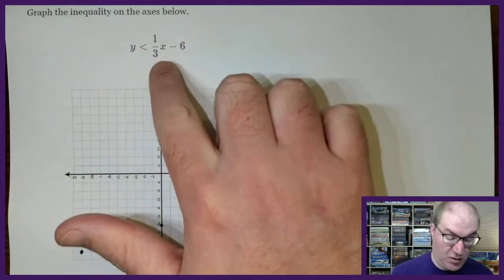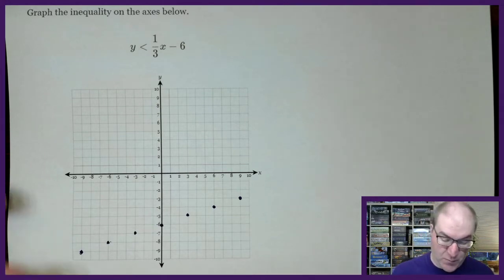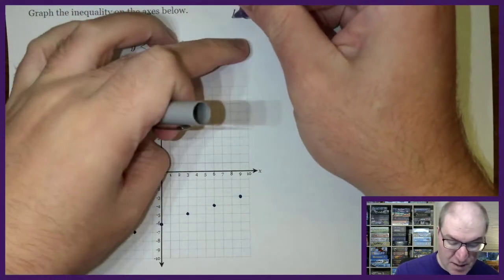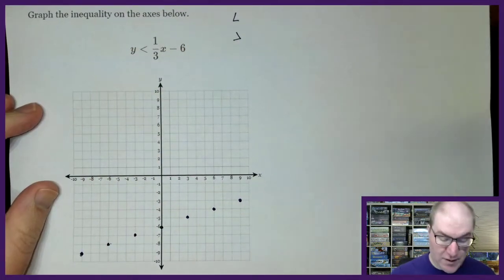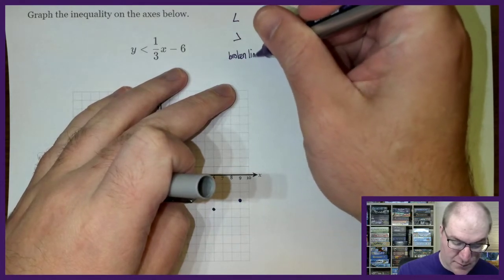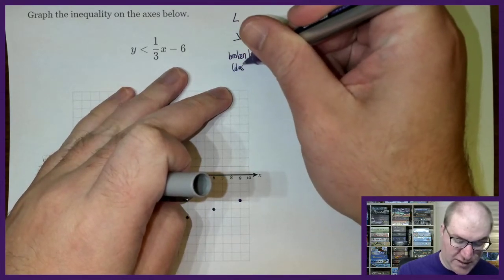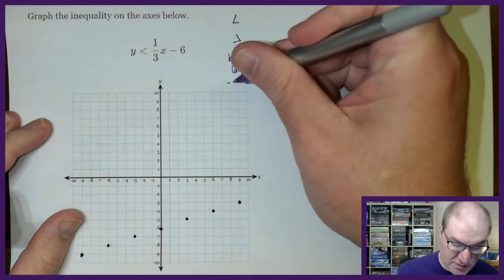It says graph the inequality. This is not an equal sign. This is a less than. So what you need to know about graphing inequalities is that it works just like graphing lines with two differences. Then they're pretty major. If I ask you to graph a less than or a greater than, then you need to use a broken line. And sometimes you'll see it called a dashed line. And what that means is your line is going to look like that.